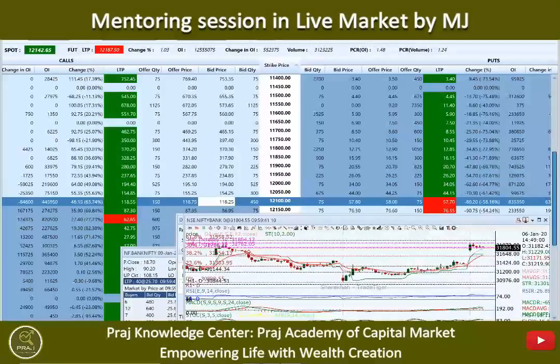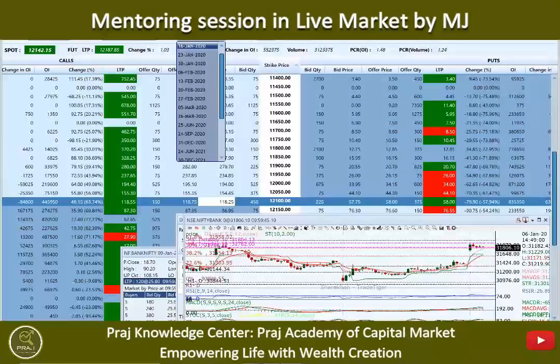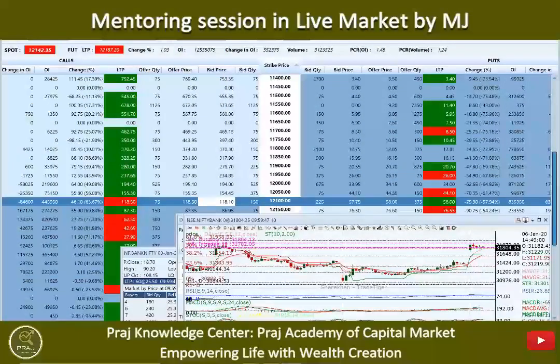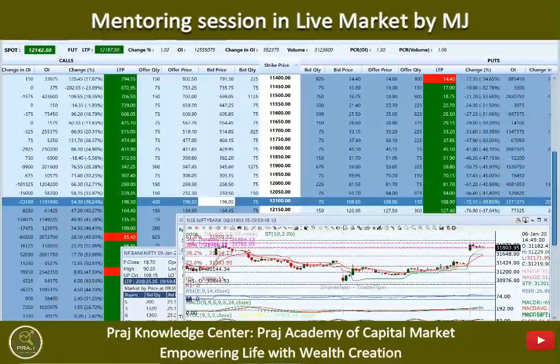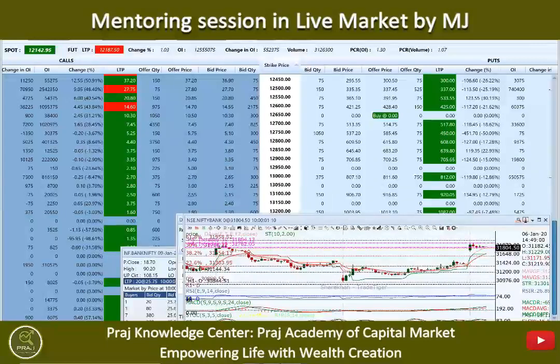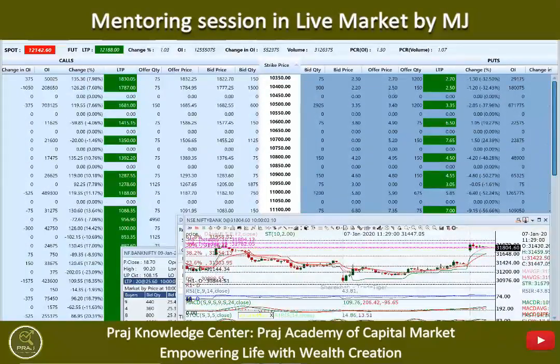So that has increased to 1.48, and my 30th Jan PCR was 1.27 yesterday night. Now it is standing at 1.3. So that means if you look at overall puts, more puts have been written.